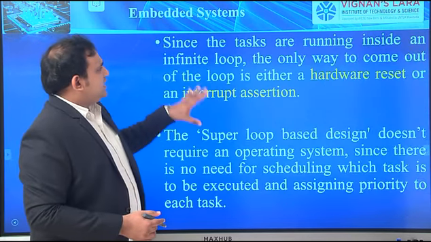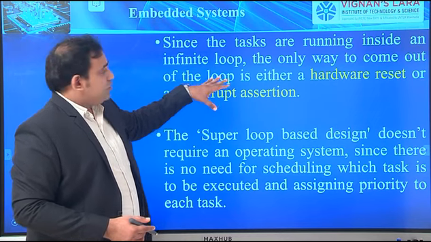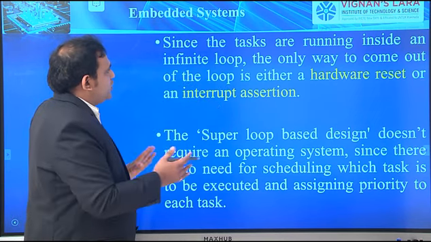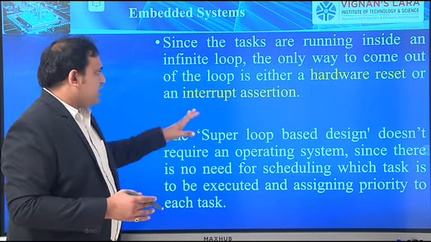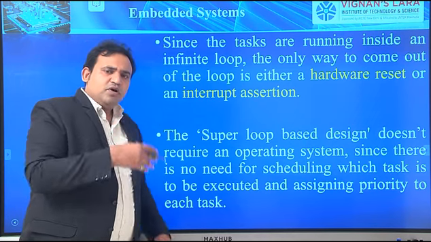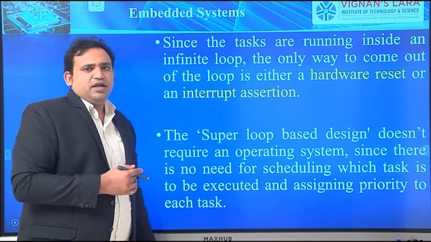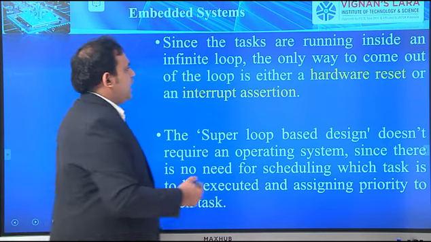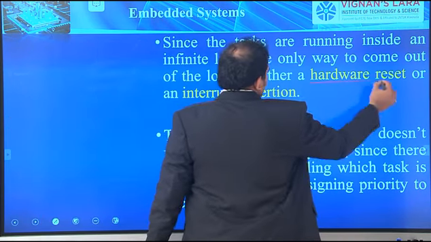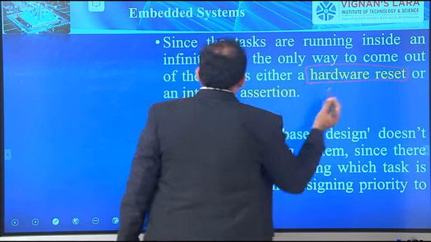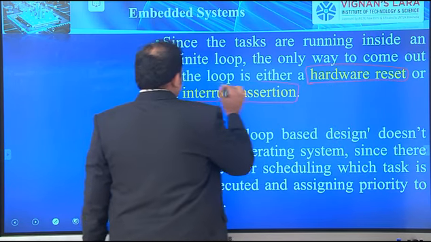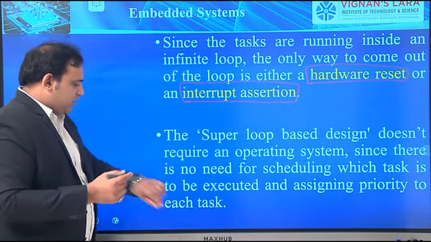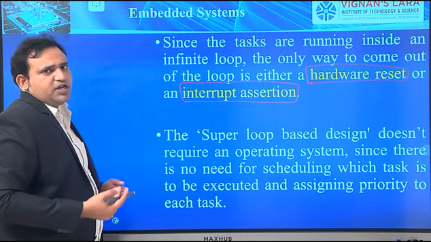Since the tasks are running inside an infinite loop, the only way to come out of the loop is either a hardware reset or an interrupt assertion. So they keep on iterating the loop again and again. How do we come out of the loop? By giving a hardware reset, or by giving an interrupt, you can come out of the loop.